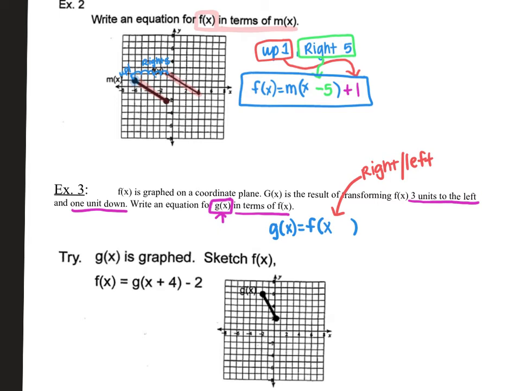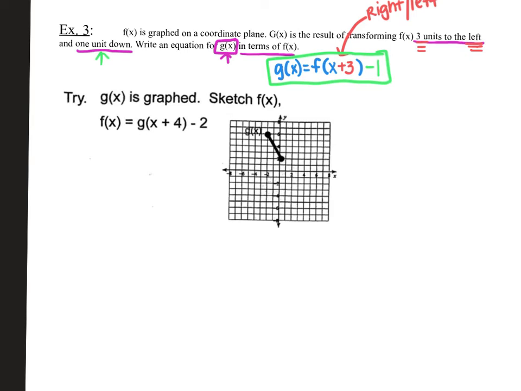So here they said left 3 units. So 3 units to the left. So left will be plus 3. It's opposite of what you might think when it's inside. And then we have to figure out where this 1 unit down is going to go. So 1 unit down is actually on the outside, and down is minus. So here is our equation.